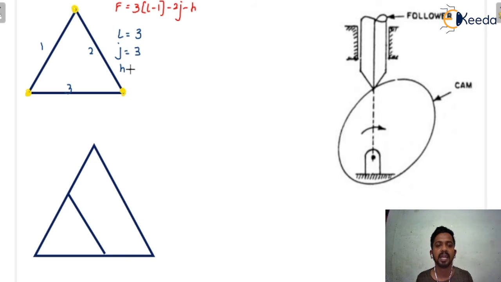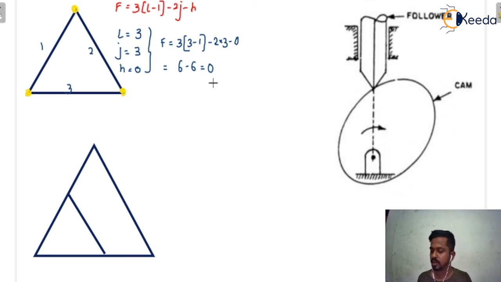Is there any higher pair? No, there is no higher pair. A higher pair means there is a point contact. If there is a point contact or line contact, then we can consider a higher pair. Otherwise put it equal to 0. Now we have the values, and we have to put them into the equation. 3 times (the number of links, 3, minus 1) minus 2 times 3 minus 0. Now you can easily solve this: that is 6 minus 6, which is equal to 0. Now you have got the degree of freedom equal to 0.